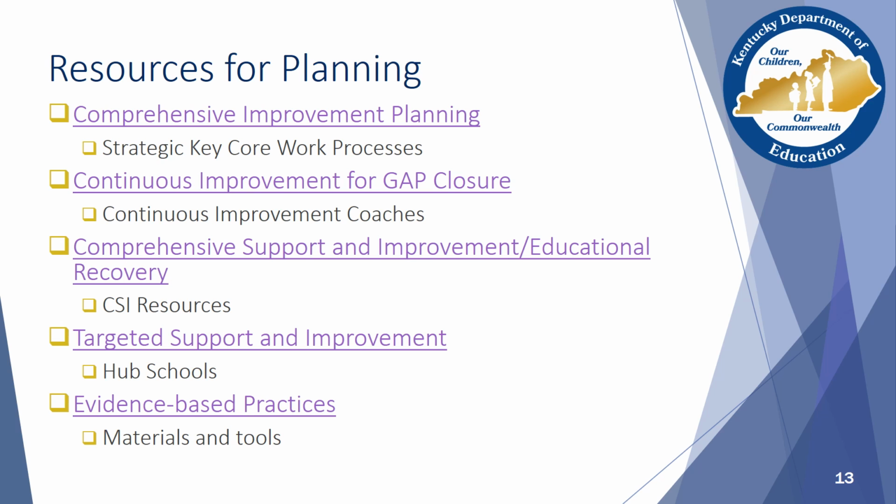The Comprehensive Support and Improvement Educational Recovery website is where schools identified for Comprehensive Support and Improvement, or CSI, will find information and resources to assist them in their turnaround efforts. There is also a page for Targeted Support and Improvement, TSI schools, including information about our Kentucky Hub schools that provide opportunities to see and hear best and promising practices in action. The Evidence-Based Practices website includes a wealth of resources and links to support the ESSA requirement that school improvement efforts be rooted in evidence-based activities, strategies, or interventions.